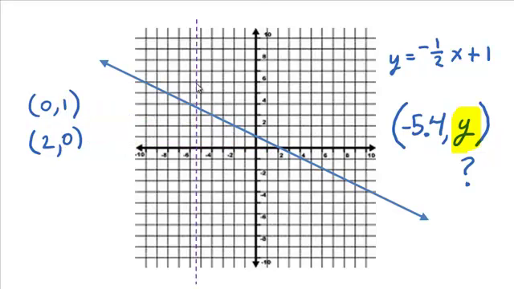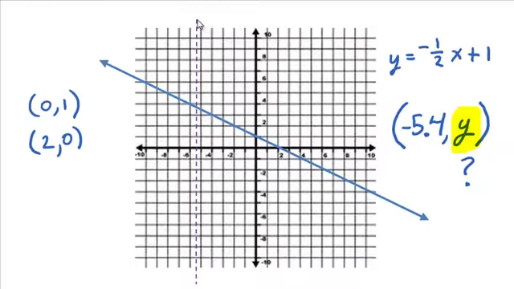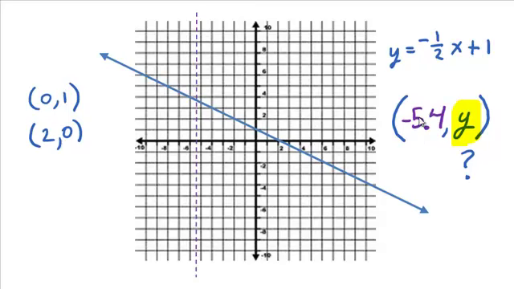Well, when x is negative 5.4, it's on this dashed line. These numbers are a little fuzzy, admittedly, but here's negative 2, here's negative 4, here's negative 6. So this dashed line represents x equals negative 5.4. Negative 5.4 for an x value would have to lie on this dashed line. So what we want is the y value. I want the coordinates at this point. The point on the line when x is negative 5.4.